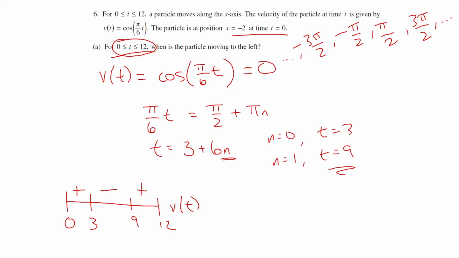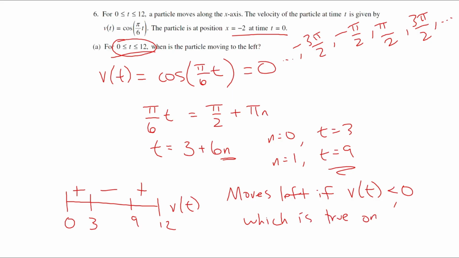And so the question is, when is it moving to the left? Well, it's moving to the left when its velocity is negative. So we'll write exactly that. It moves left if v of t is less than 0, which is true on the interval from 3 to 9. And so we're going to get 2 points there, one for just considering when this is equal to 0 and one for the actual answer.